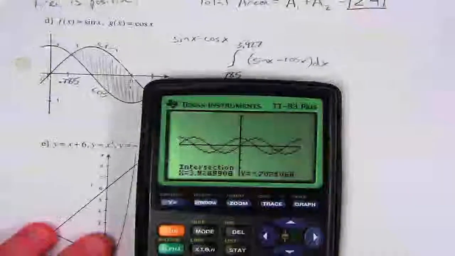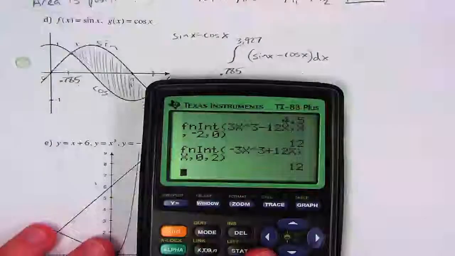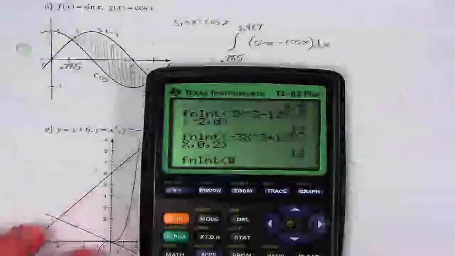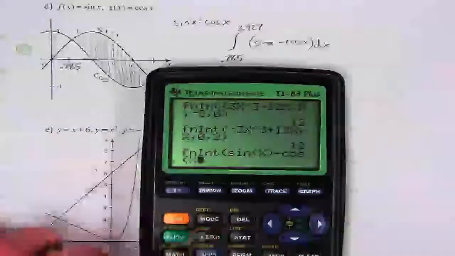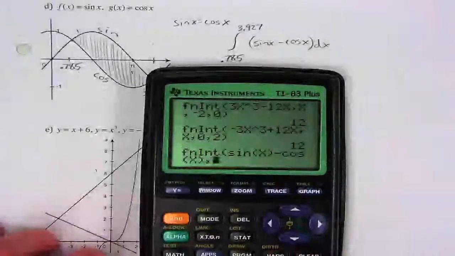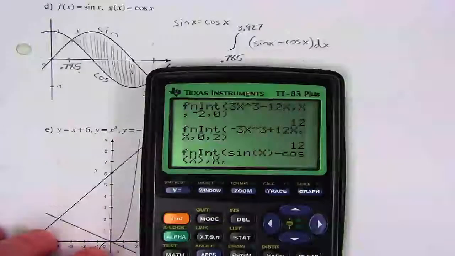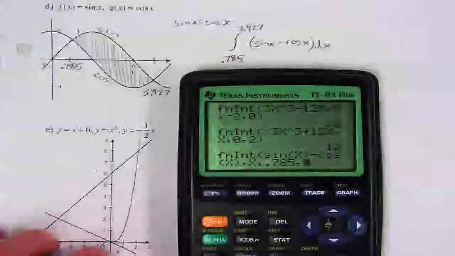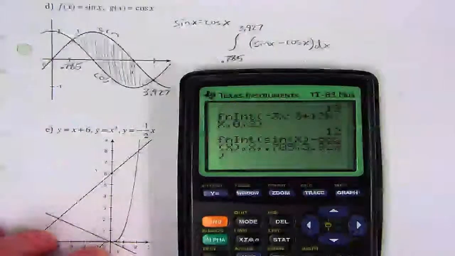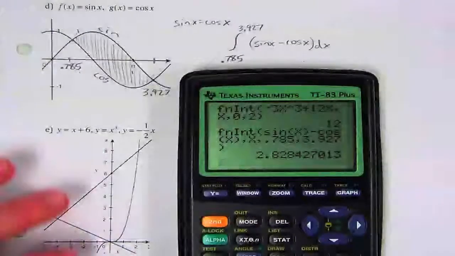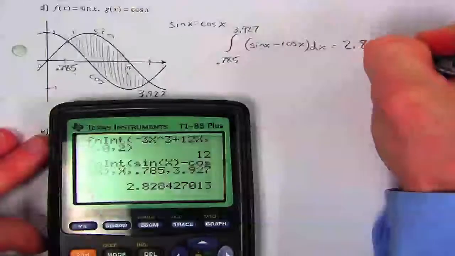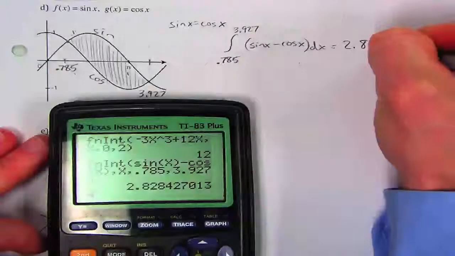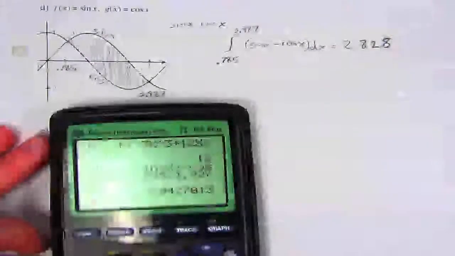All right, and now we can use function integral. Math 9. Sine x minus cosine x. We got 2.828. You could find the exact answer.